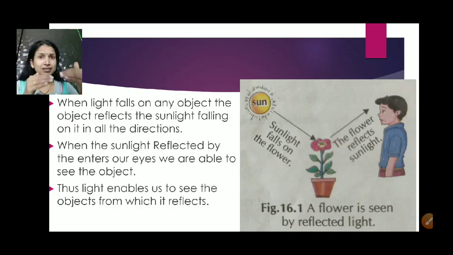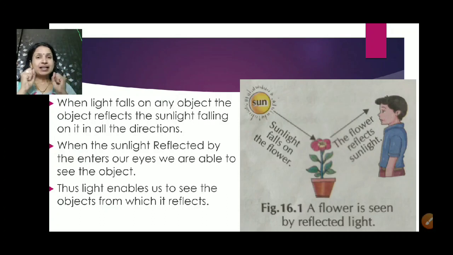So sunlight comes on this planet. You can see in the picture, sunlight came, it falls on the flower. Then that flower reflects the sunlight falling on it in all the directions. Sunlight came on the flower, and the sunlight reflects in all the directions. When the reflected sunlight enters our eyes, we are able to see the object.